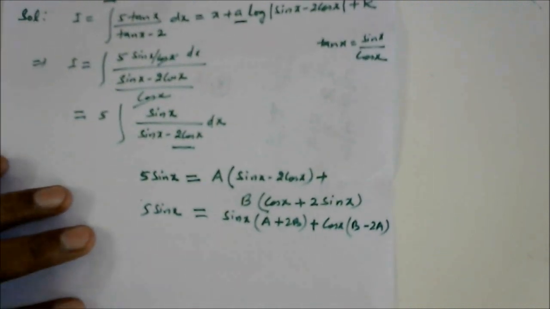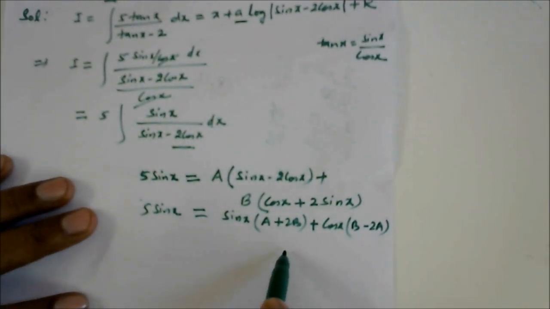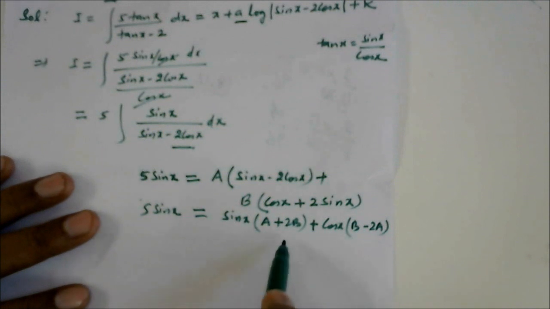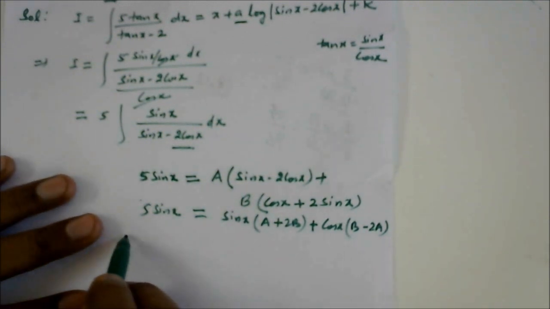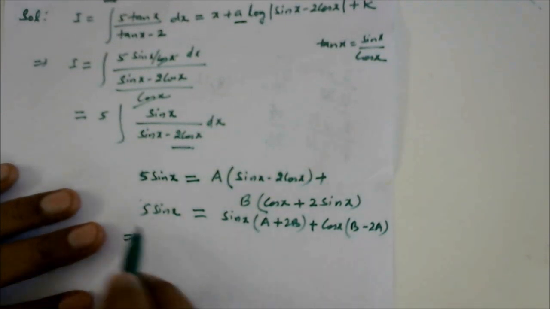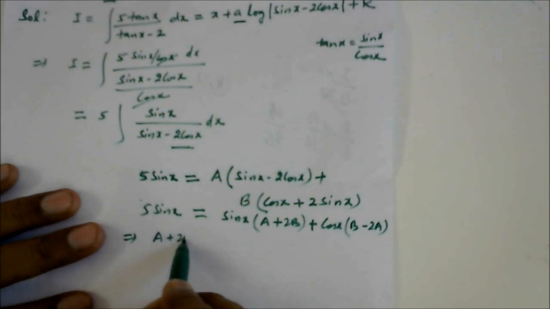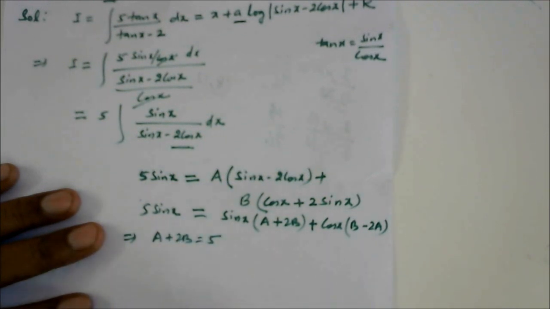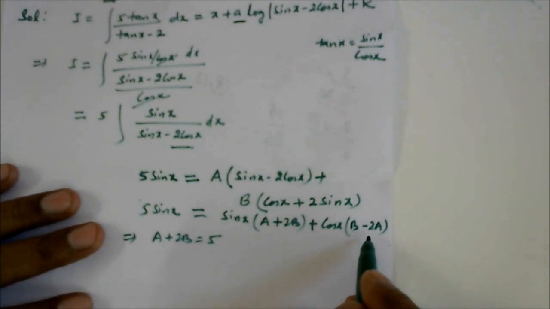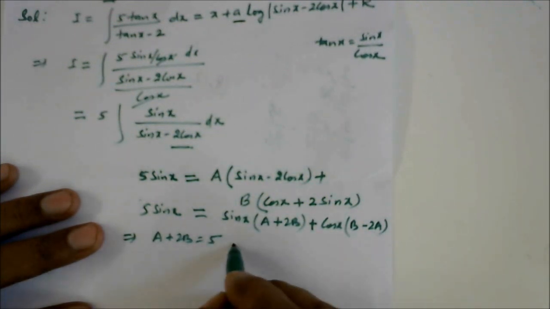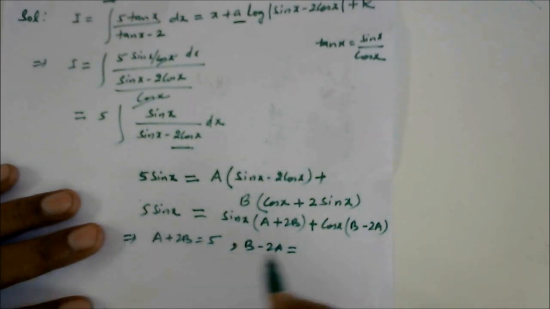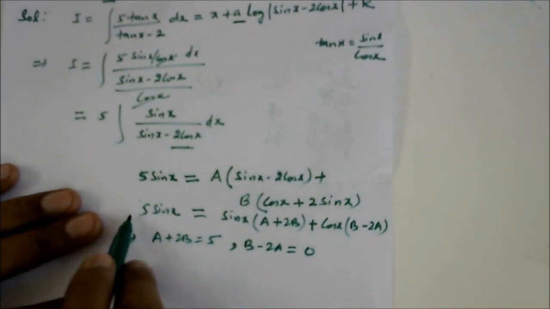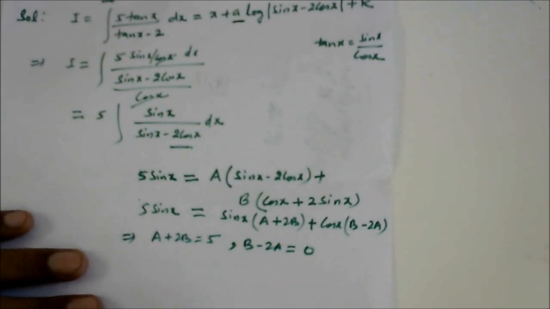Okay, if we will be equating both, then what we will find is that for sin x, its coefficient is 5, here a plus 2b. So a plus 2b is equal to 5. And another one is there, that is b minus 2a is equal to 0, because there is no cos x, so it is 0.